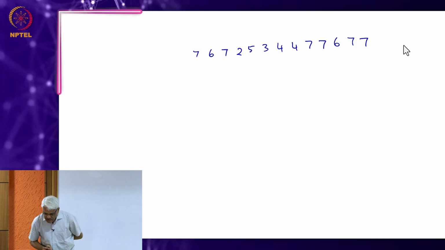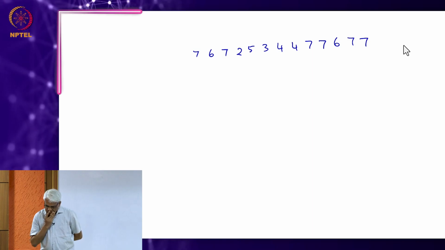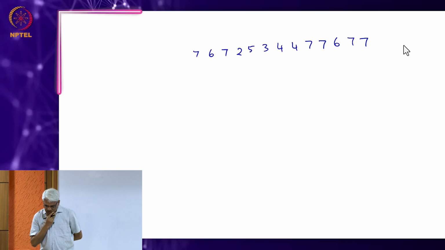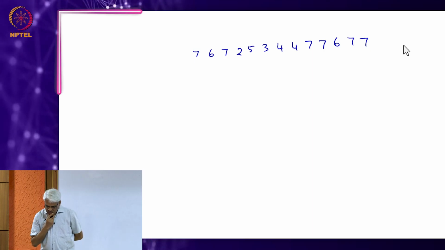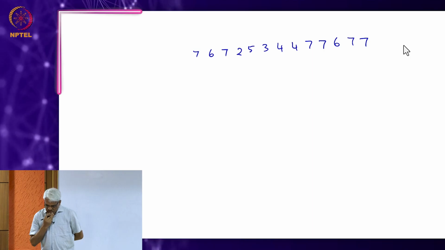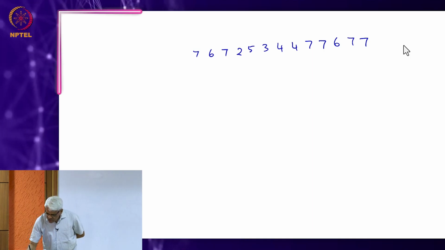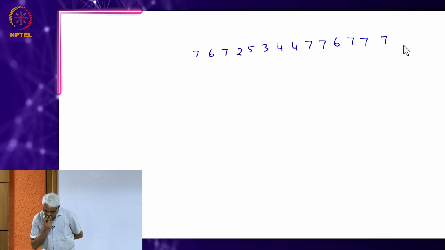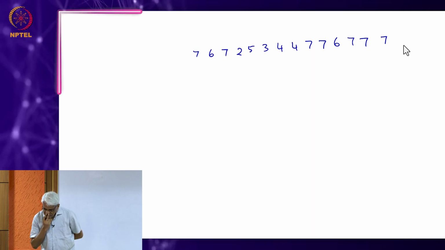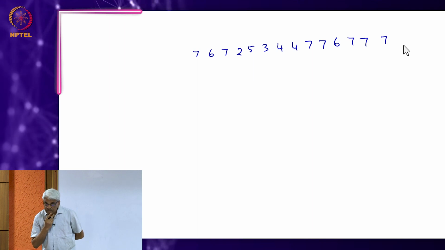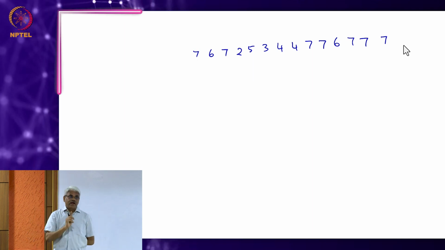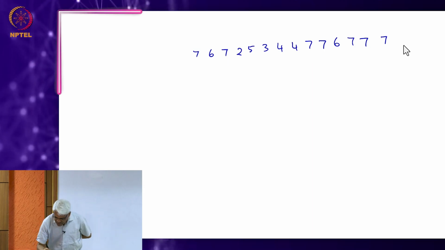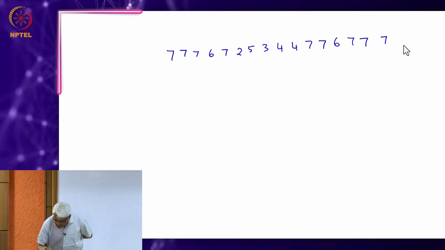Okay, so that's the list. Is there a majority here? Maybe you'll add one more. Now? Still no? Yeah. Strictly greater than n by 2 times, remember. So it's not there, right?